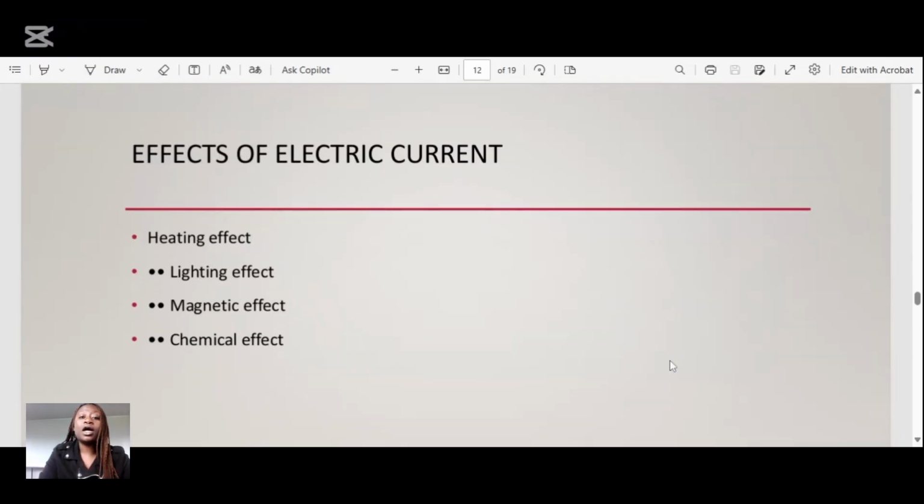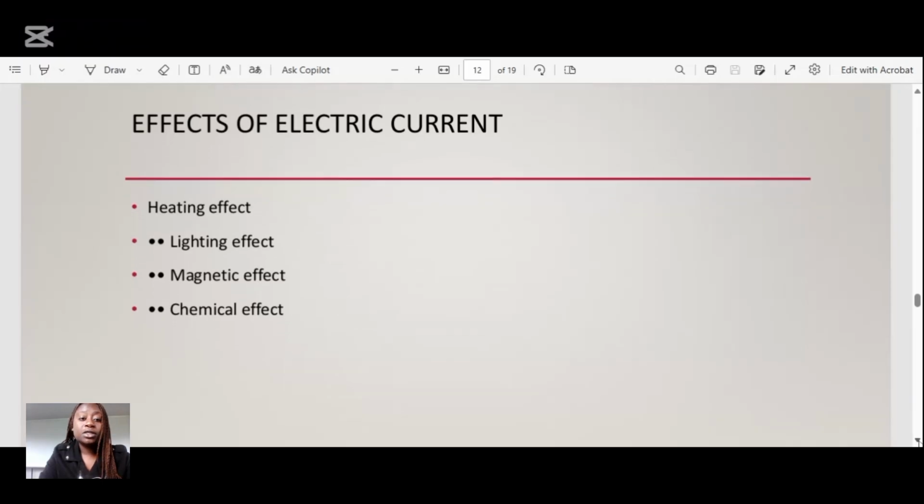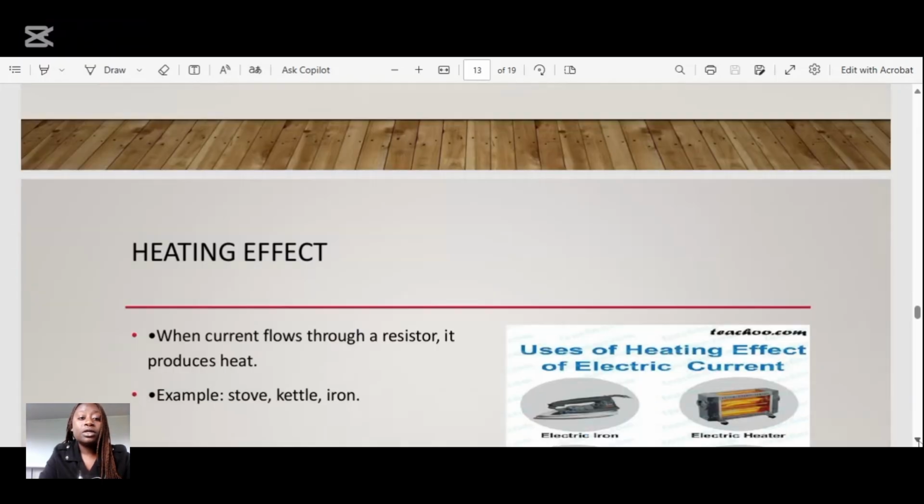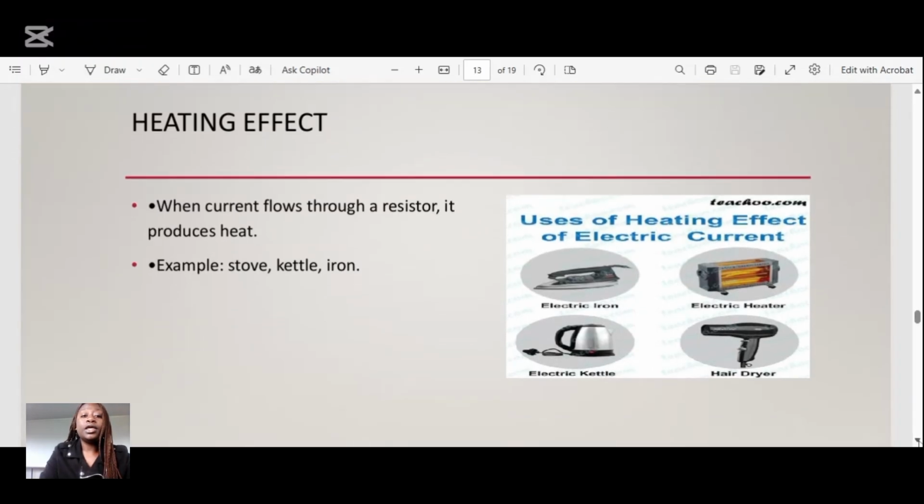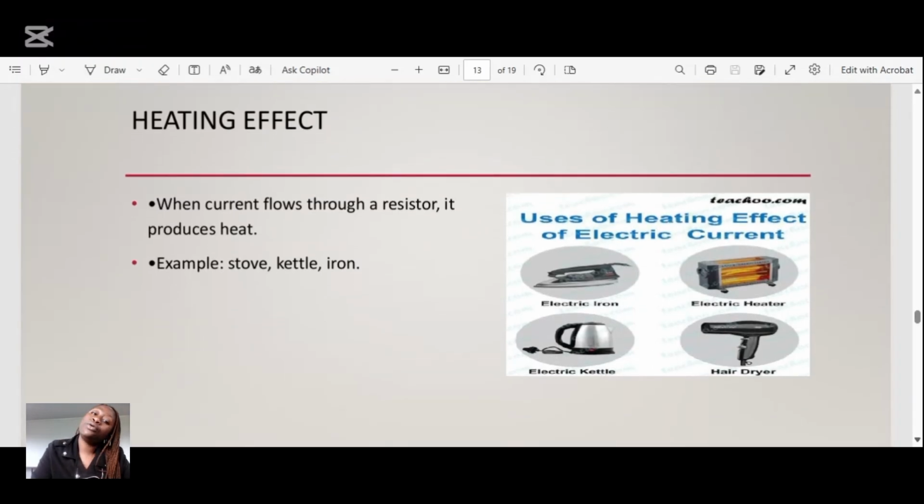Effects of electrical current. We have four different types of effects that play a role in electrical current. We have a heating effect, lighting effect, magnetic effect, chemical effect. And let's go and see how these effects help us in an electrical current. Heating effect. When a current flows through a resistor, it produces heat.